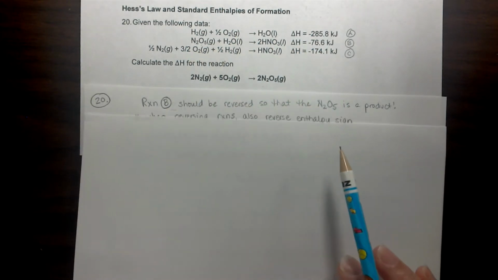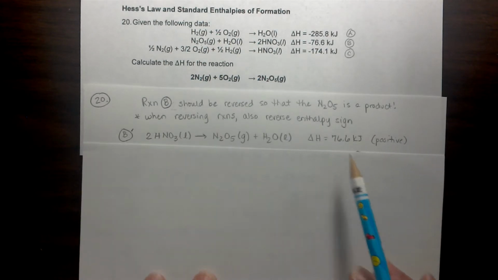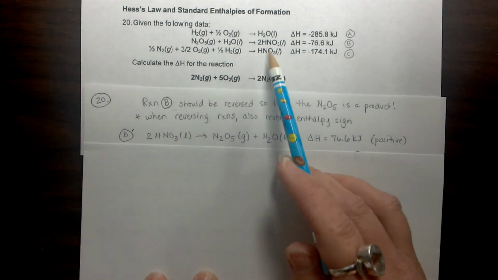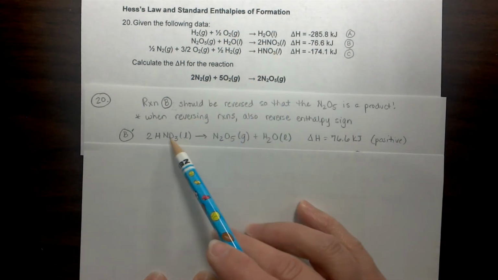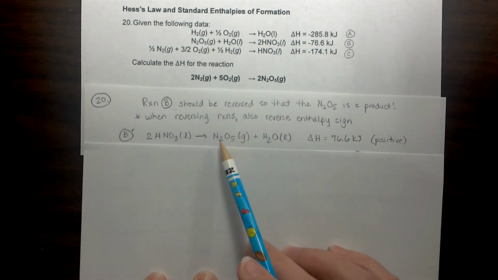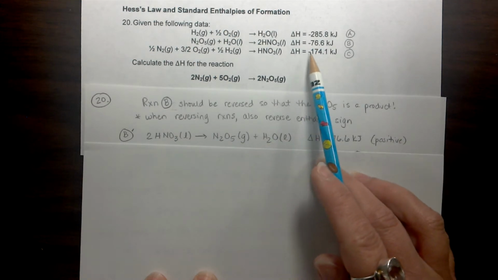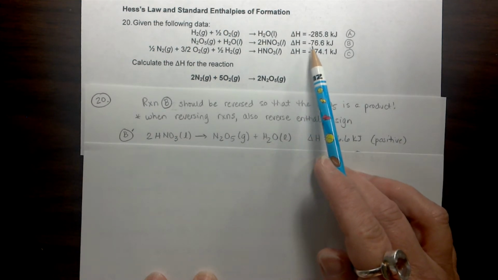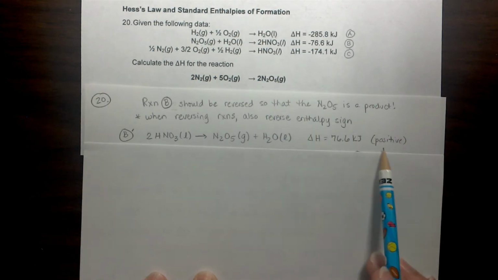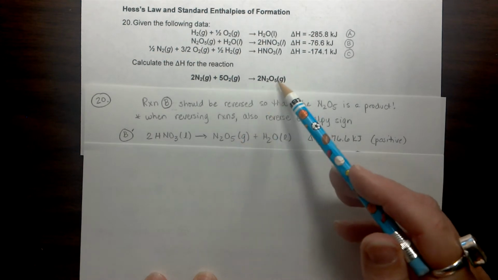So I'm going to reverse reaction B. Now when I reverse a reaction, you also have to reverse the sign. So I went ahead and put my product for reaction B as my reactants, and my reactants for reaction B as my products. So I switched it around. Well, if this is an exothermic reaction going in this direction, it's going to be endothermic going the opposite direction. Well, I'm closer, so now I have one of my products that I want.